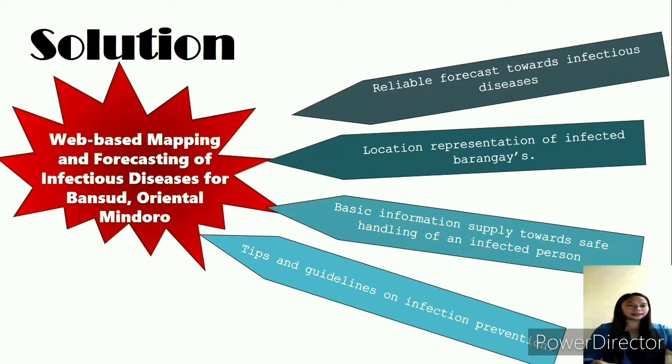So the next slide is the solution. The solution is the web-based mapping and forecasting of infectious disease for Bansud, Oriental Mindoro. It is composed of reliable forecast towards infectious disease, location representation of infected barangays, basic information supply towards safe handling of an infected person, and tips and guidelines on infection prevention.